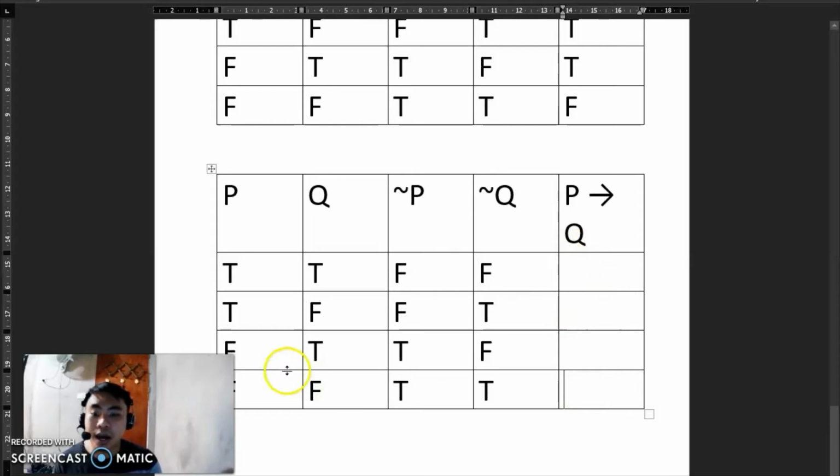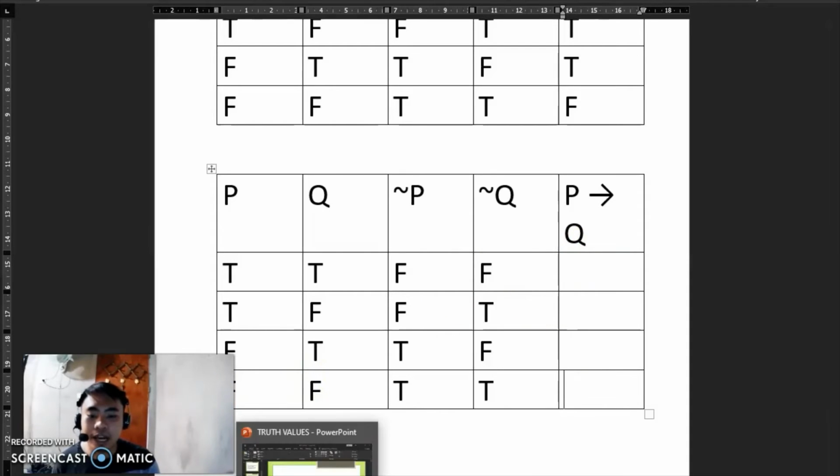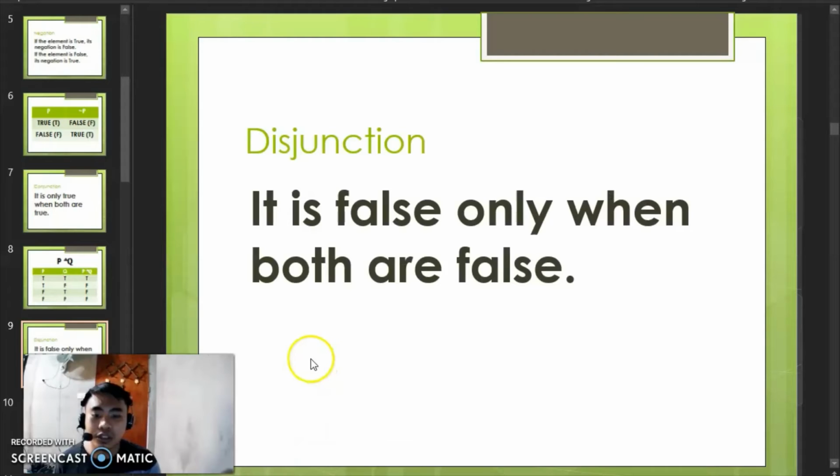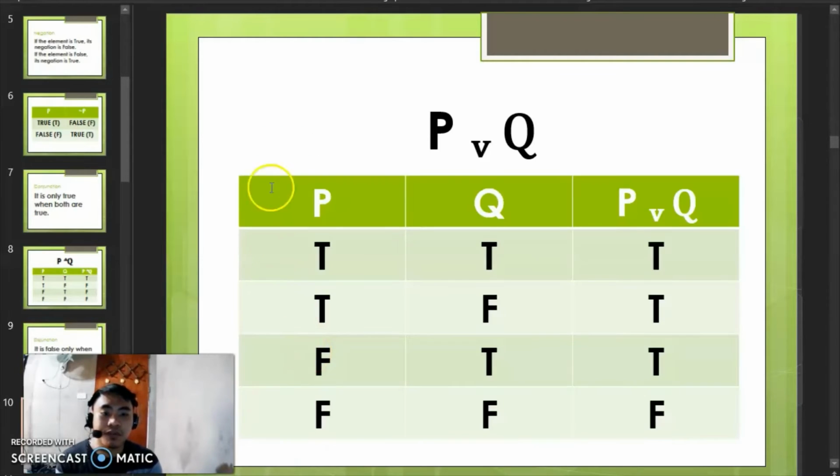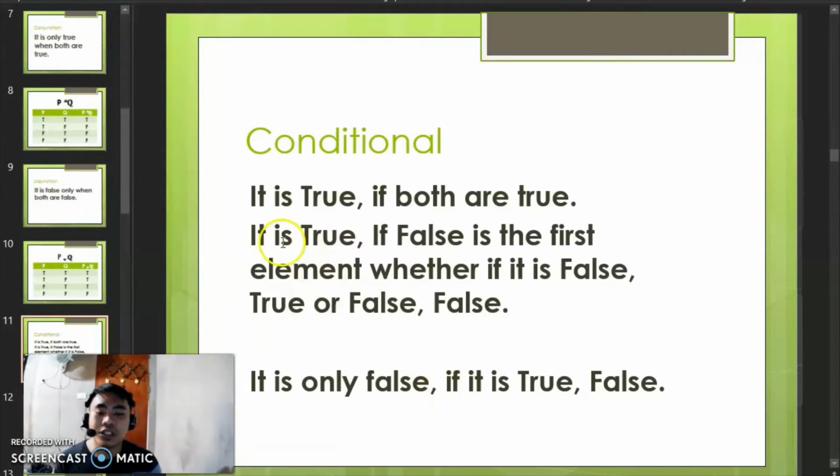Conditional naman po ang sunod natin. Ano po magiging guidelines natin pagdating sa conditional? But before that, ito po yung ating sinolve. So, P or Q, we have true, true, true, false. Okay? Next, we have conditional.